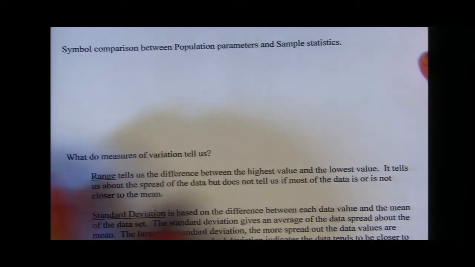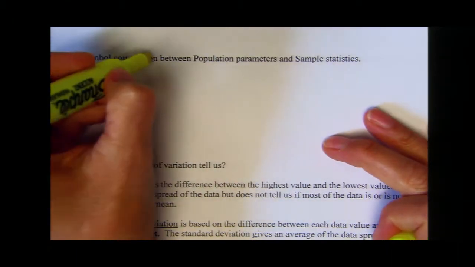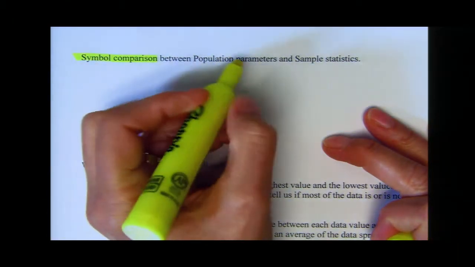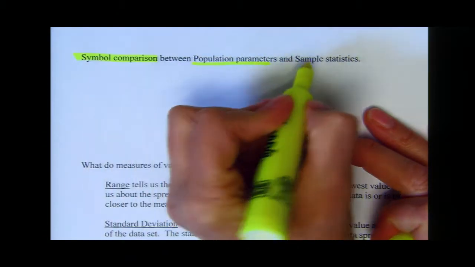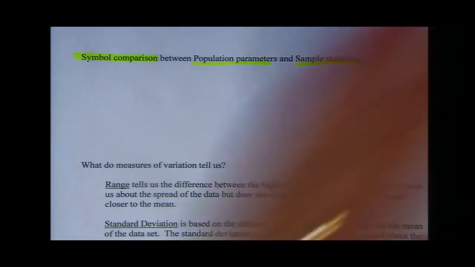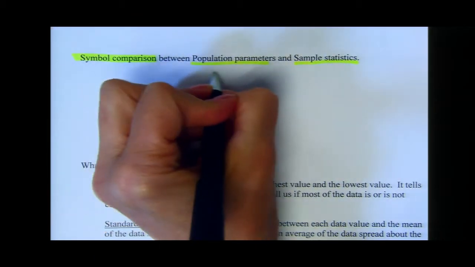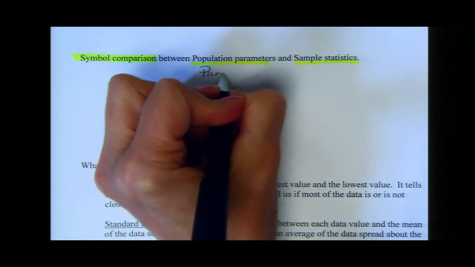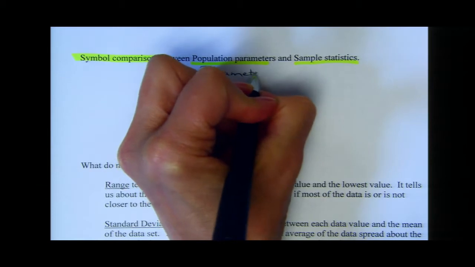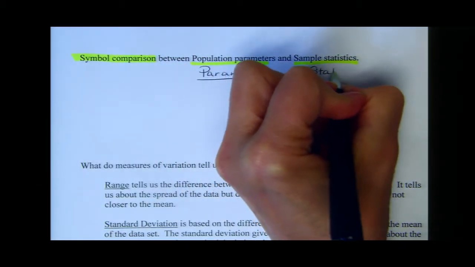Now what I want to look at is symbol comparison between my population parameters and my sample statistics. You need to be able to distinguish between these. It is very, very important. So, population parameters and sample statistics.